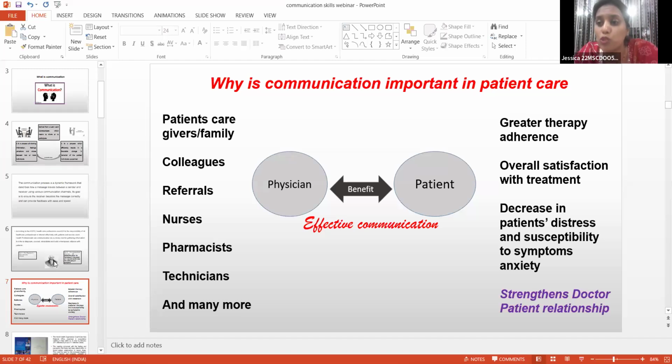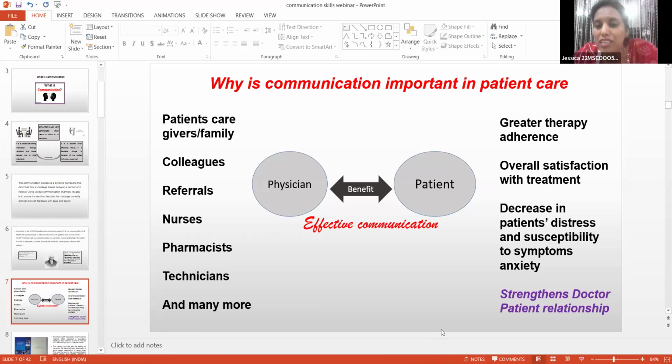We refer our patients to super specialities. Sometimes when it is an IPD patient, we have nurses, we have pharmacists who dispense the medicines, we have technicians who help us with so many tests, x-rays, and many more people whom we interact with during a single patient care. So basically, effective communication benefits both the patient and the physician, ultimately to get complete satisfaction in patient care.